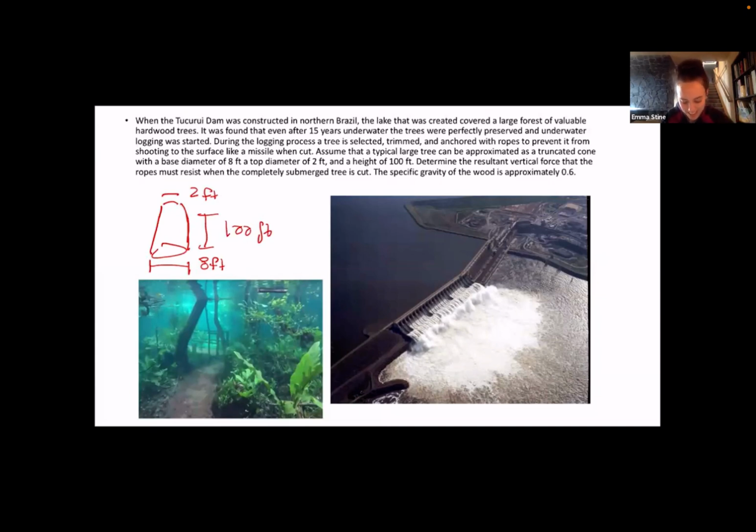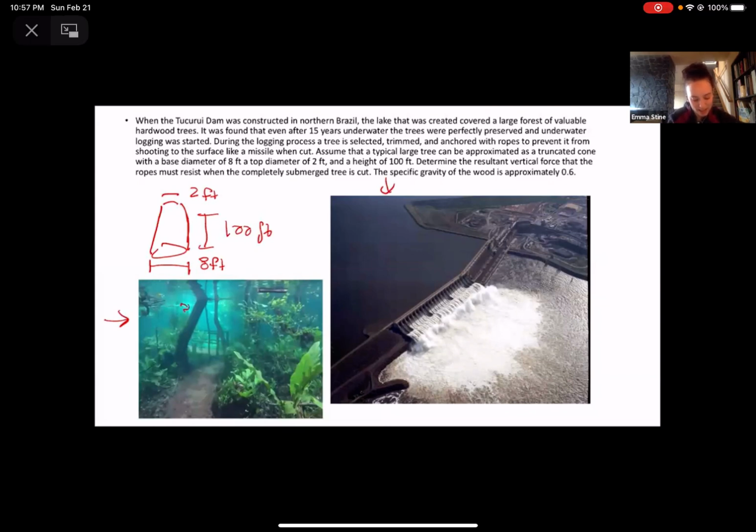Cool. Here is the dam right here, and here's a cool underwater forest. So if we think, pretend this tree right here is completely underwater, and they're cutting the tree, and then it's shooting up because it's so buoyant, so they need to make ropes that are keeping the trees down so it doesn't shoot up like a rocket. Okay, so what are we going to do first?